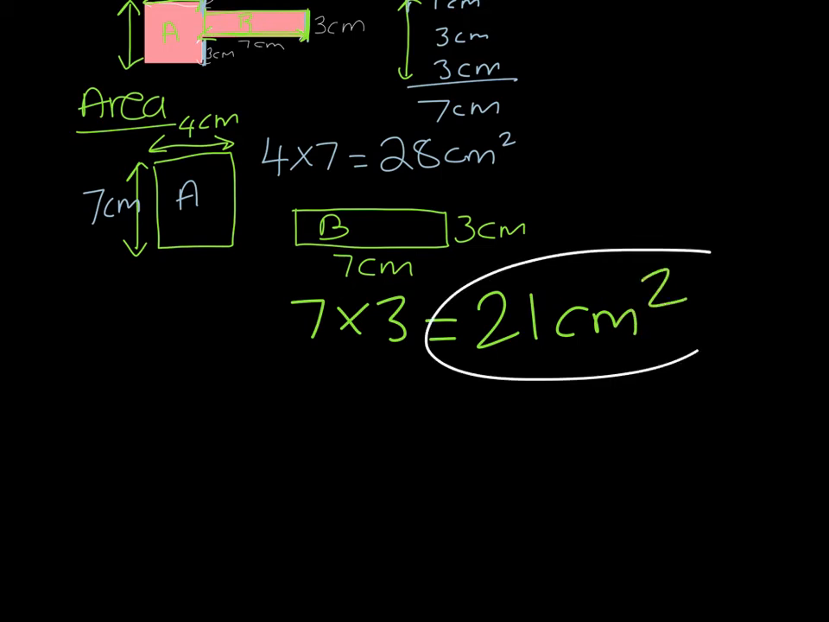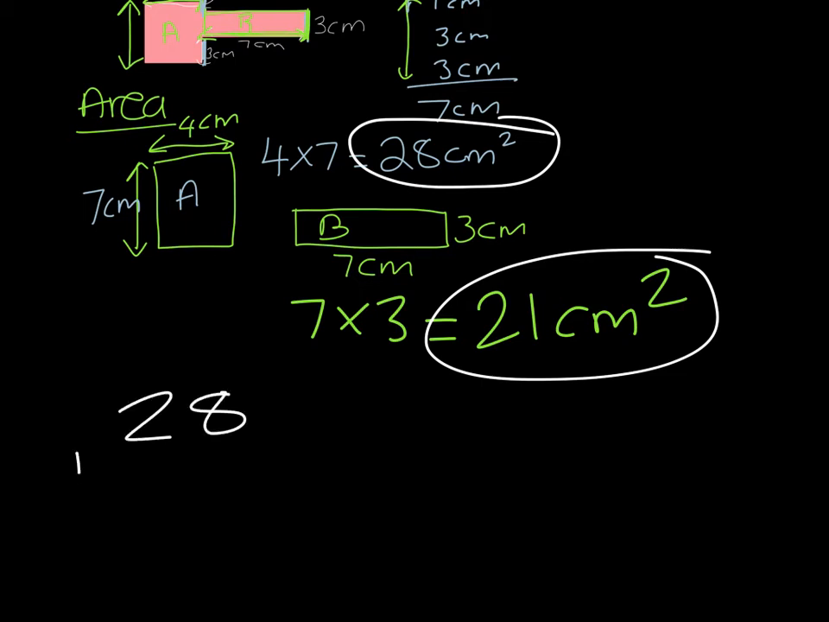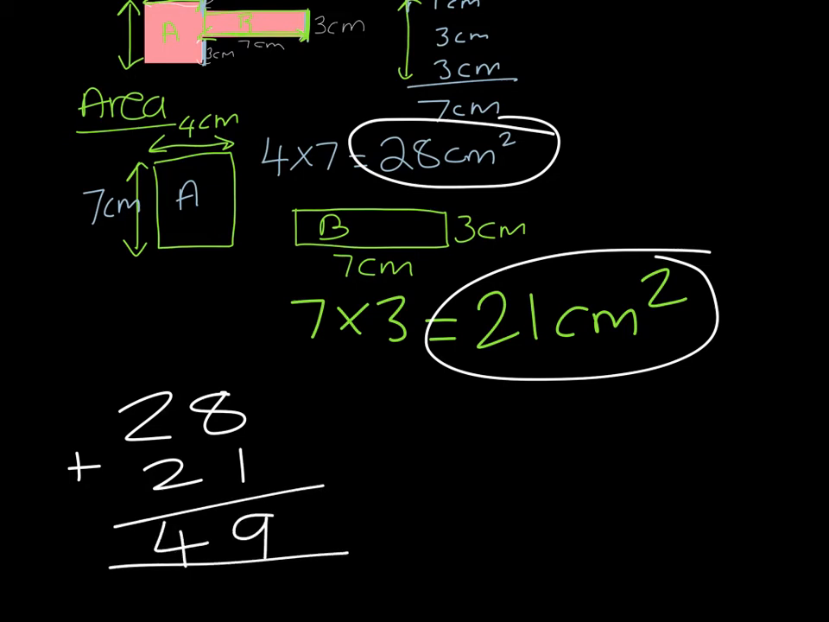So I have area B and area A, which make the shape, so I now just need to add those two together. So 28 plus 21 to give you 49. And again, it's a combined area, and I need to have an area in the answer, so it's the units: 49 centimetres squared.